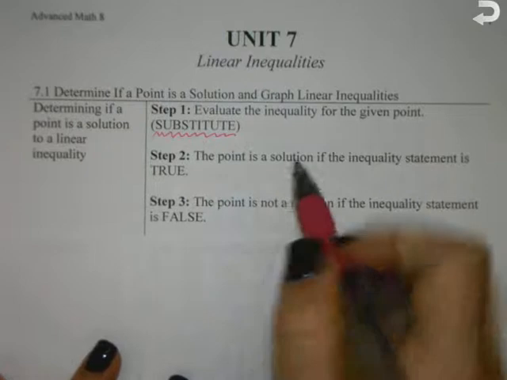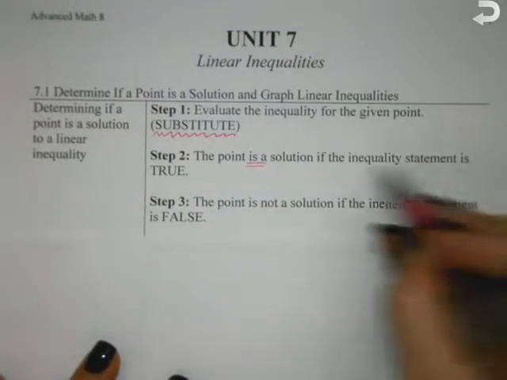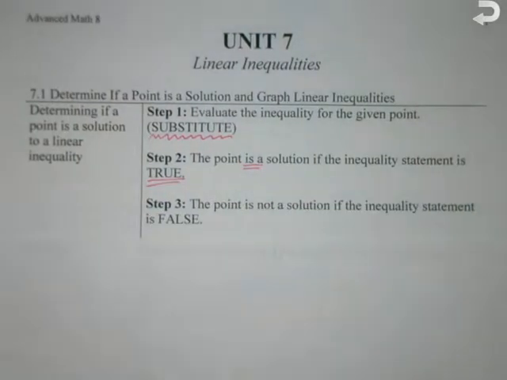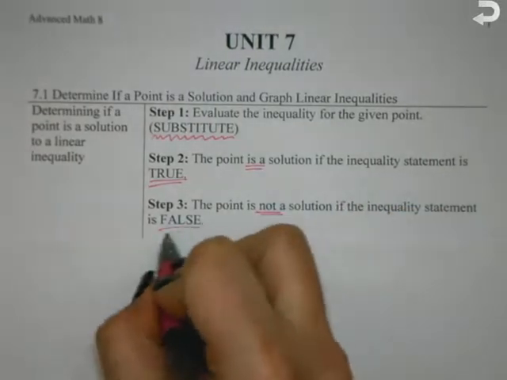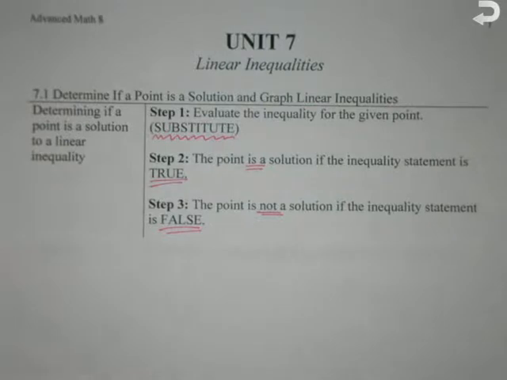The point is a solution if the inequality statement is true. So when we plug in our point, if we get a true statement, then yes, it is a solution. The point is not a solution if the inequality statement is false. So if it doesn't work and you get a false statement, it's not a solution.